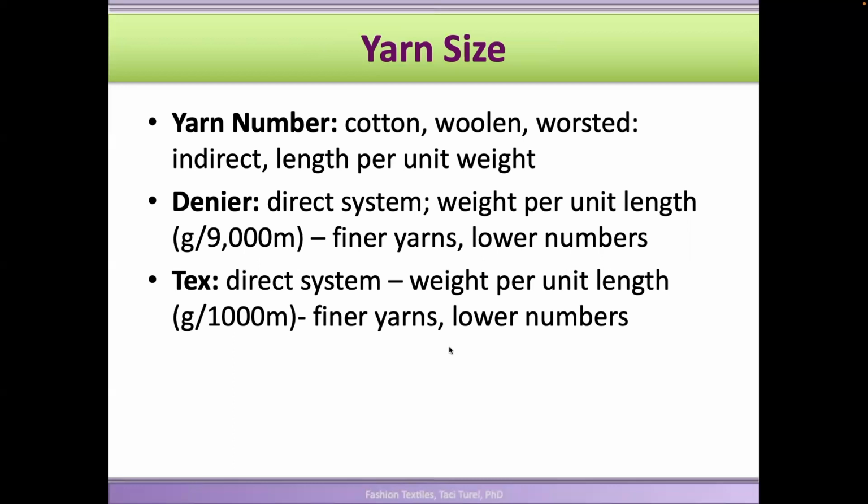The diameter is not so thick. So when the number goes down in the denier system, that means the yarn is finer. When the number goes up in the denier system, that means the yarn is thicker.